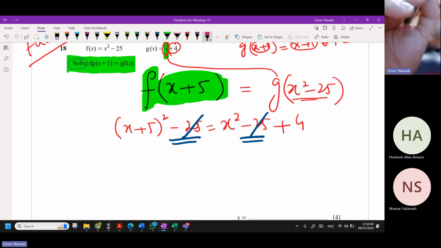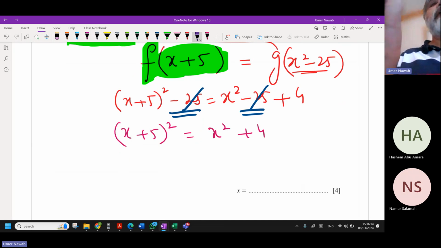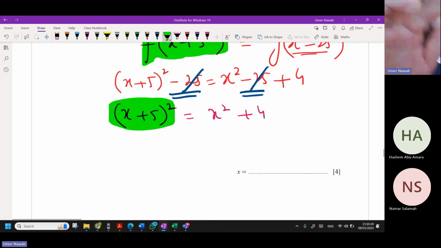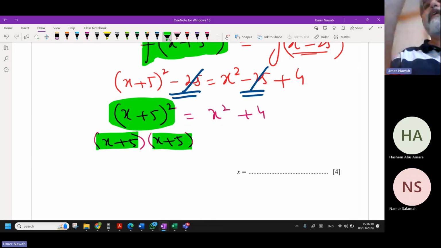Very good. Once you cancel it, guys, you will be left with x plus 5 whole squared is equals to x squared plus 4. Wow, brilliant. Can I open this bracket, guys? You learn from Mr. Umar, we need to open this bracket. So I cannot open this bracket. I should write this bracket, same bracket multiplied twice. So x plus 5 is going to multiply with x plus 5. And I copied x squared plus 4.